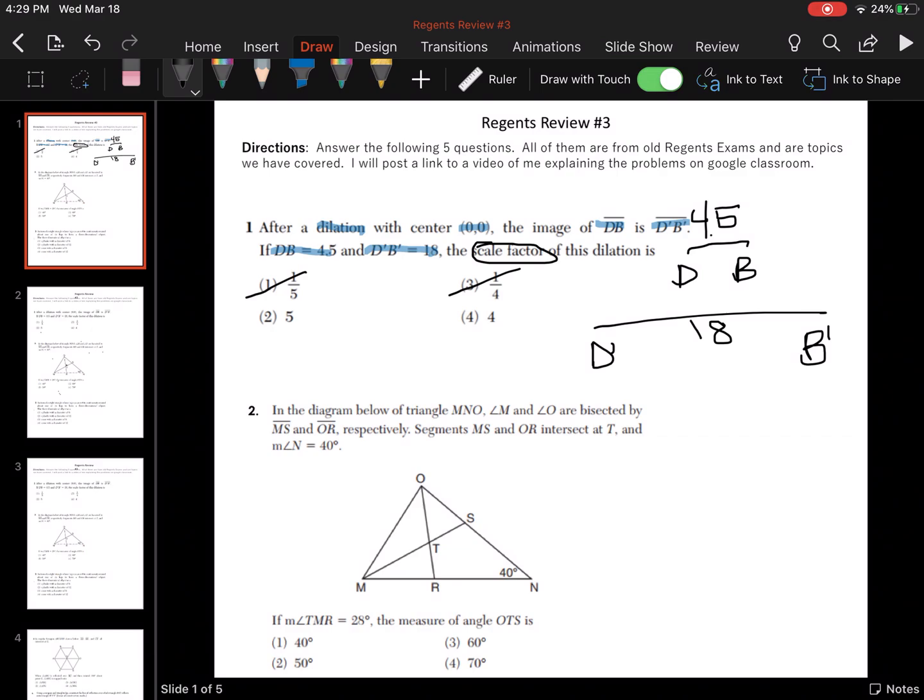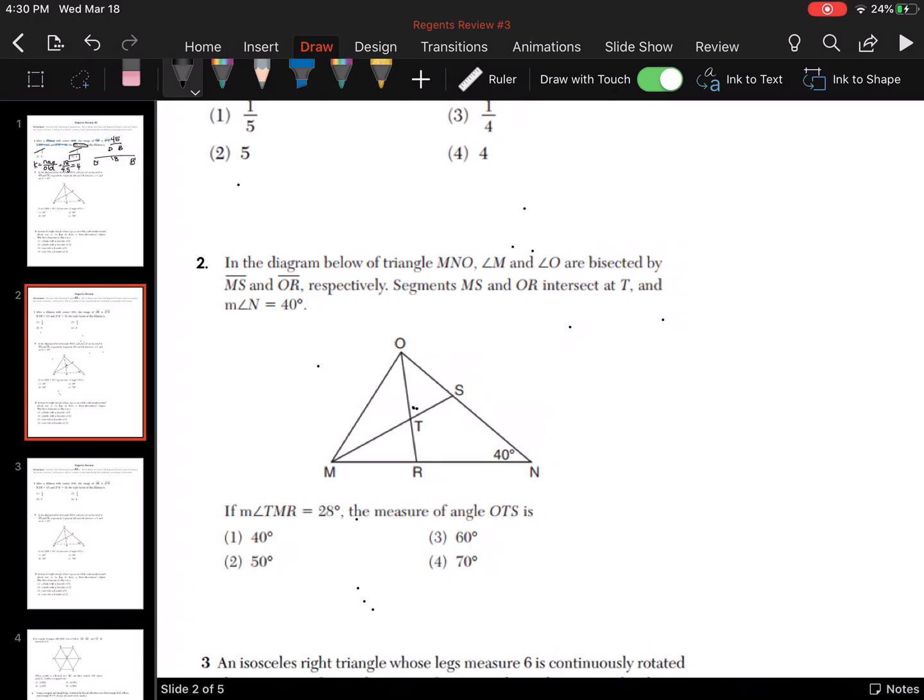Now, the formula for scale factor is new over old. So the new distance was 18. The old distance is 4.5. And if you put that in your calculators, 18 divided by 4.5, you would get 4. So that is the answer.